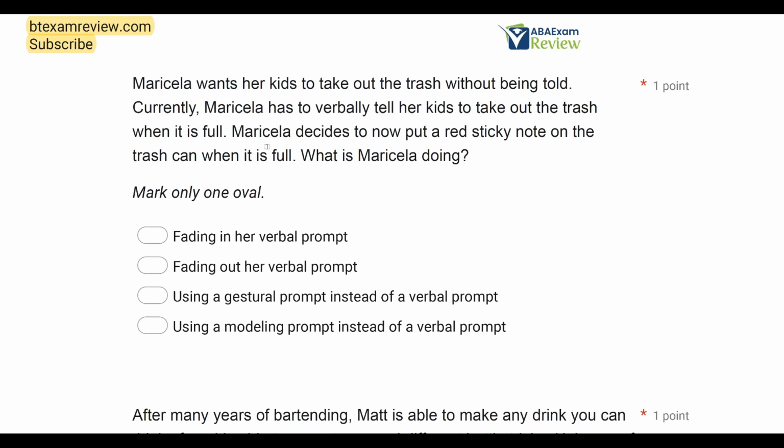Marcella wants her kids to take out the trash without being told. Currently, Marcella has to verbally tell her kids to take out the trash when it is full. Marcella decides to now put a red sticky note on the trash can when it is full.